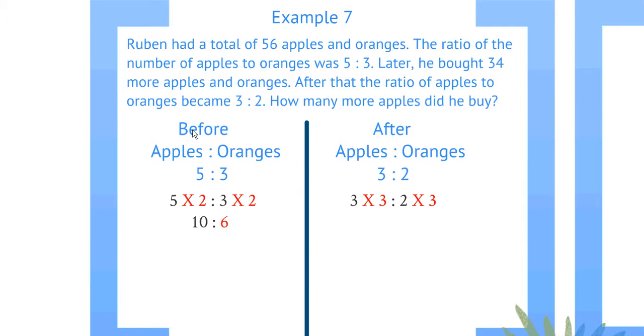The ratio before becomes 5 times 2, 10, 3 times 2, 6, 10 to 6. And in the after column, the ratio becomes 3 times 3, 9, 2 times 3, 6, 9 to 6. Notice now that I have 6 units representing oranges after, and 6 units representing oranges before.